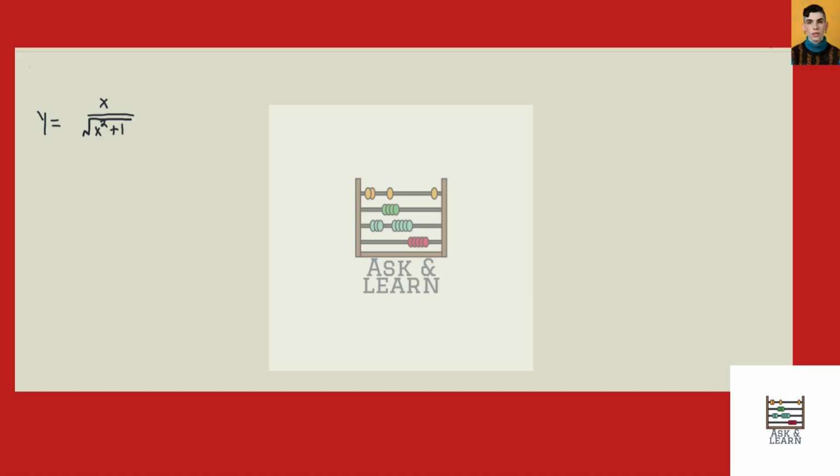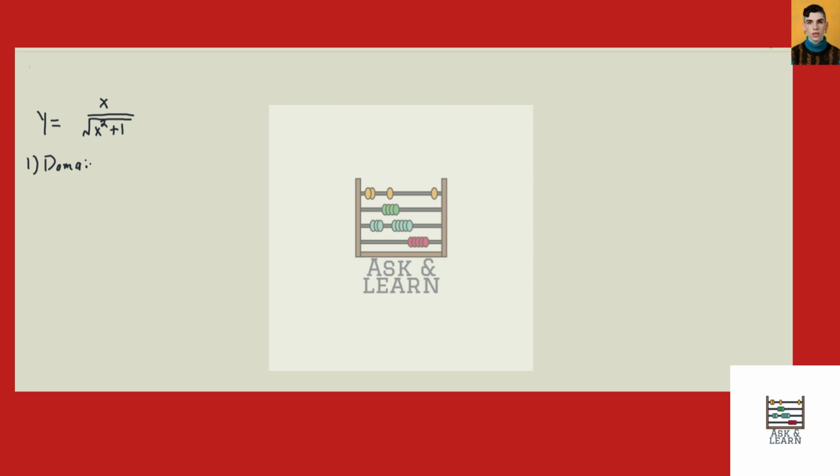We want to sketch the curve y is equal to x over the square root of x squared plus 1. So in this chapter, they give us this laundry list of steps that we should follow. So let's go ahead and just follow it.